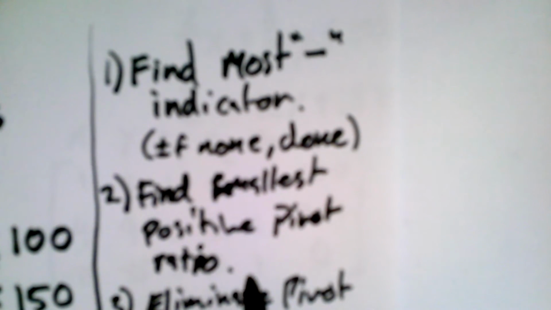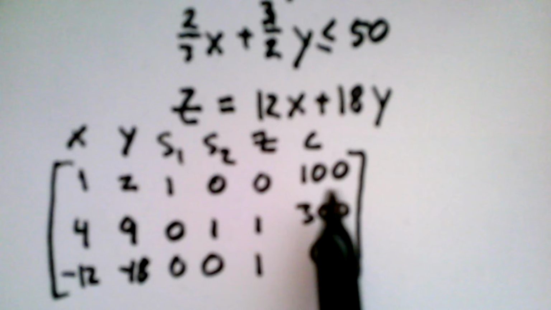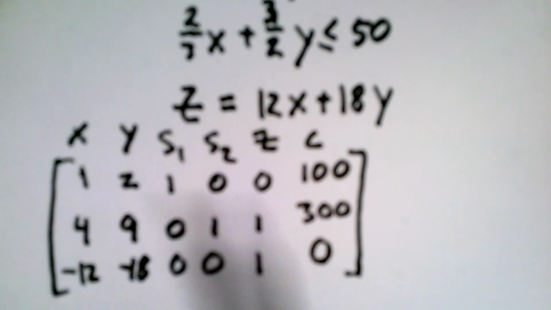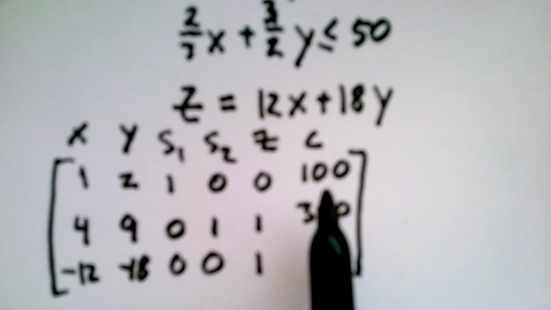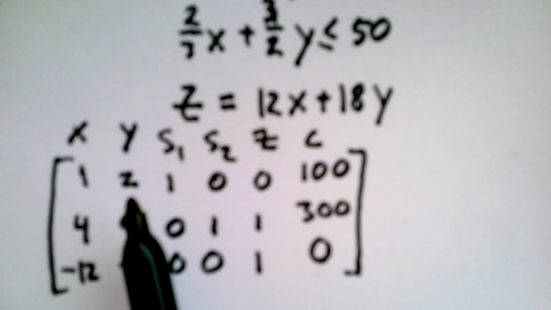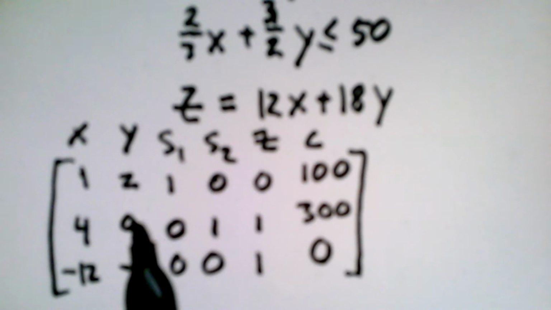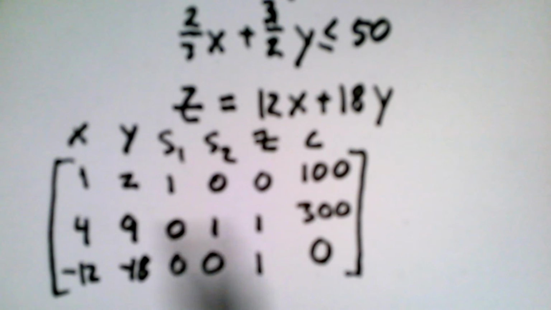We find the smallest positive pivot ratio. Pivot ratios are constant term over corresponding pivot term, or constant entry over corresponding pivot entry. So 100 divided by 2 is 50. That's the ratio for the top row. 300 divided by 9 is, well, that's like 33 and change. So that's the ratio for this next row. And then 0 over 18 is 0. That's our ratio for the bottom row.